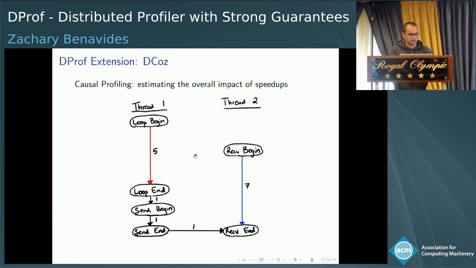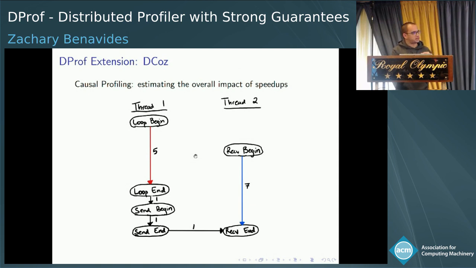So for instance, if I wanted to ask using DCause what would be the overall effect of eliminating this loop from the execution of thread 1, it would find this red edge 5 and reduce that to 0. Since the edge between the loop end and the send begin is inelastic, it would readjust the timestamps there to bring it back down to the same edge weight of 1. It would keep pulling these nodes back in time until it gets to the receive end, which it would pull back. Then it would see the receive begin, and it would not pull that back because that's an elastic edge. Its weight is allowed to change.